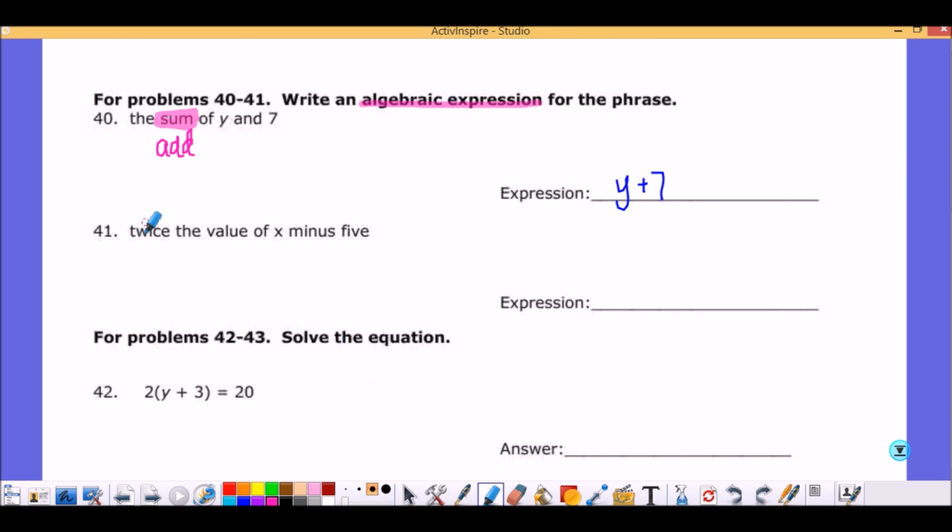All right, so let's talk about what happens when I say twice the value of x minus 5. So what does twice mean? That means 2 times the value of x. And you remember what minus means? That means to subtract. All right, so now let's write my expression. 2 times x subtract 5.